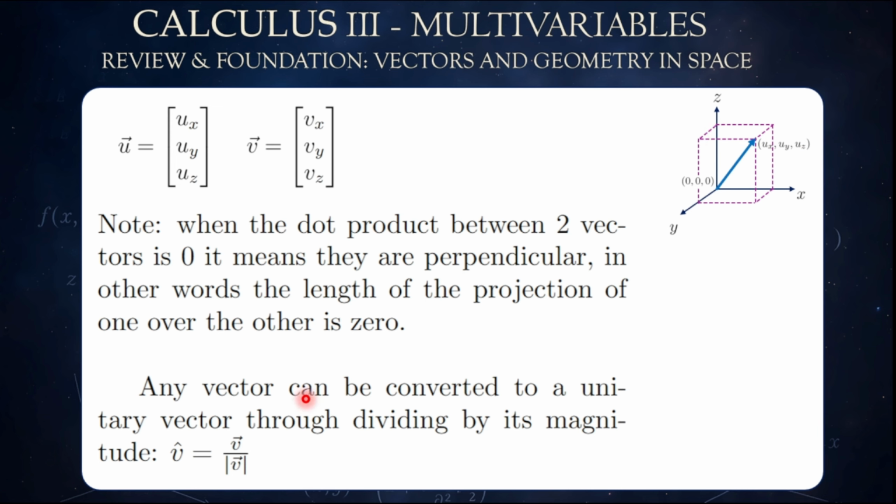Any vector can be converted to a unit vector by dividing it by its magnitude. So v is the ordinary vector v, and v-hat is the unit vector. v-hat equal v as a vector divided by the size or length of v. This is how you get the unit vector of v.